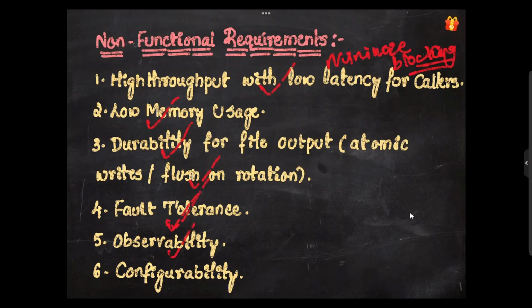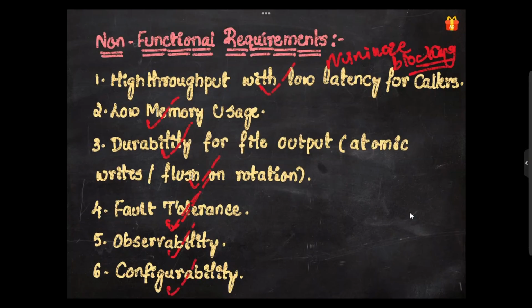Now we have to take care of observability, in the sense that we have to maintain metrics for queue length as well as lost messages. Lost messages is optional actually. Yep, this is fine. Finally, the sixth one is configurability.